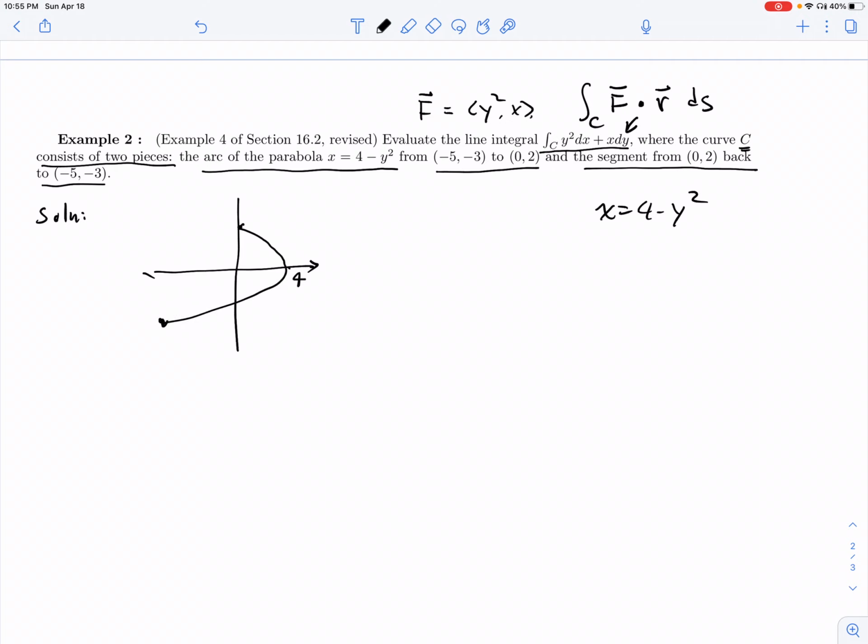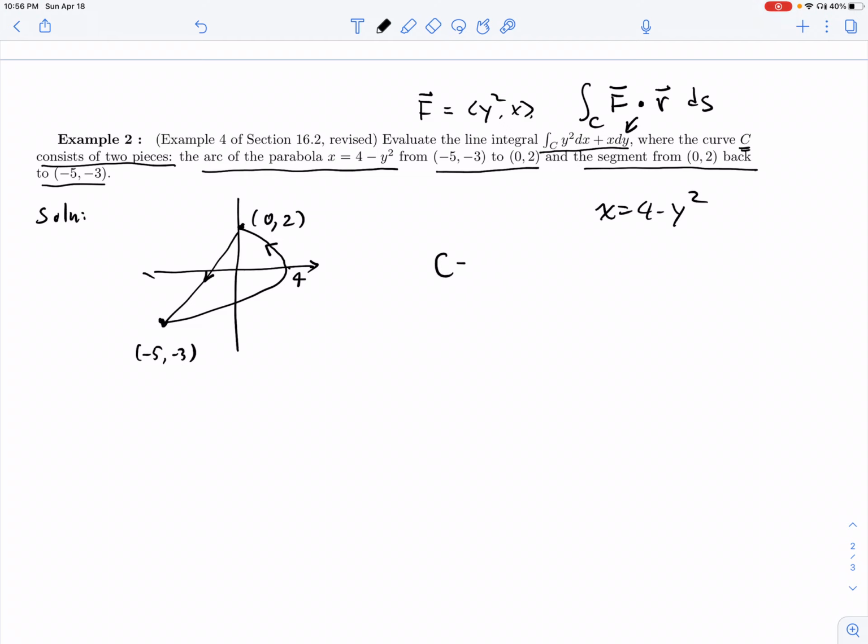So something like this. And this point is (-5, -3). And this point over here is (0, 2). So this is 1. Okay. And then we have another segment from this point back to (0, 2). So this is 1. In fact, it's a loop. Okay, so how are we going to do this? Well, we're going to parameterize it.